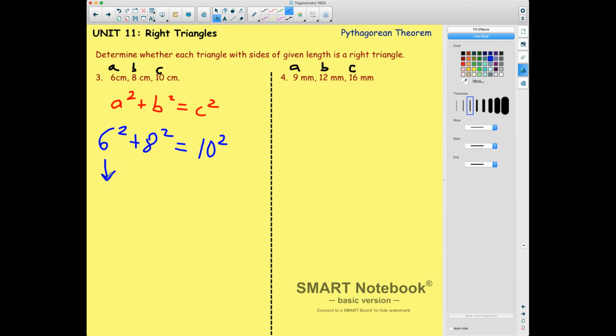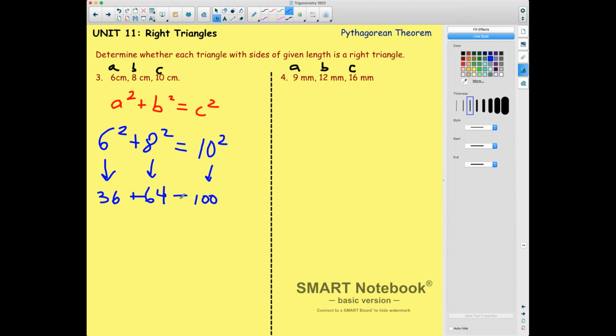See what happens. 6 times 6 is 36. 8 times 8, drum roll, please: 64. 10 times 10: hundo. Okay, so add them.